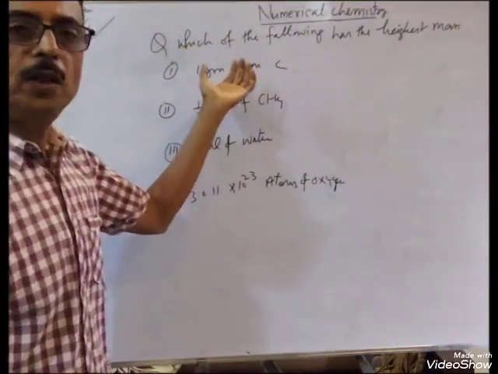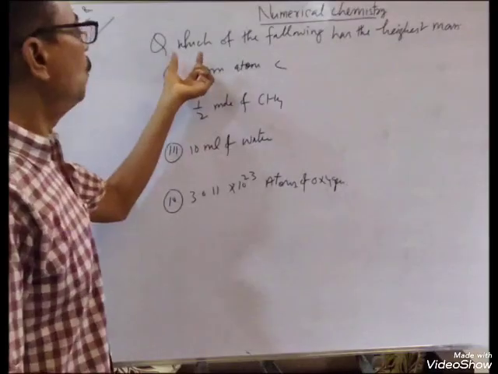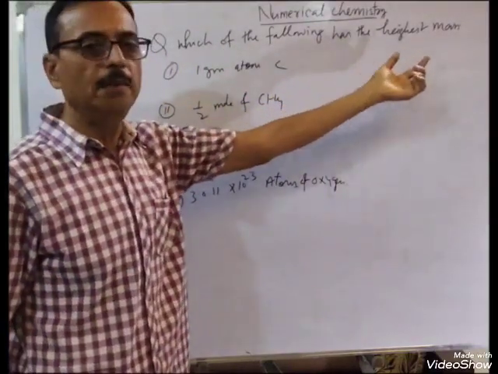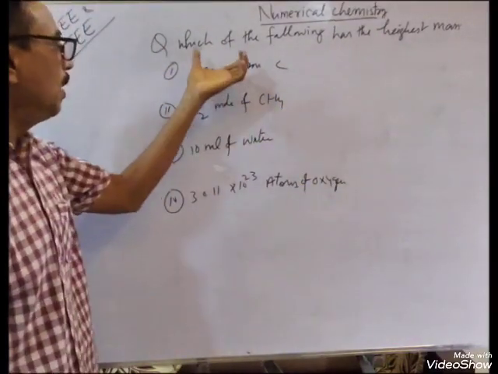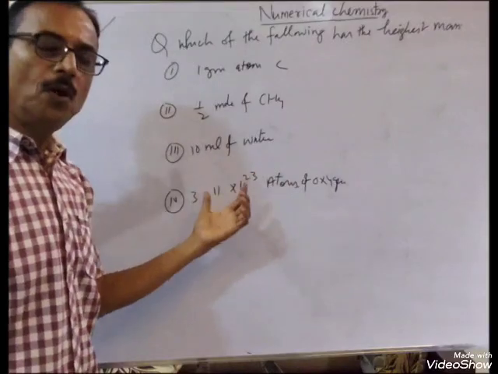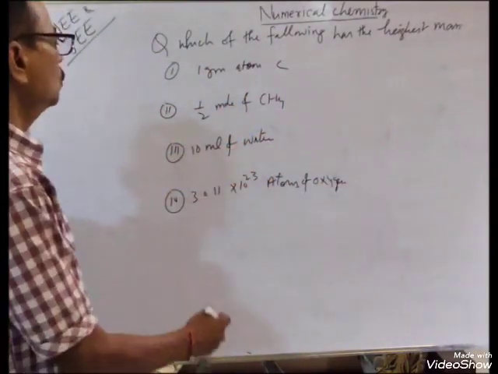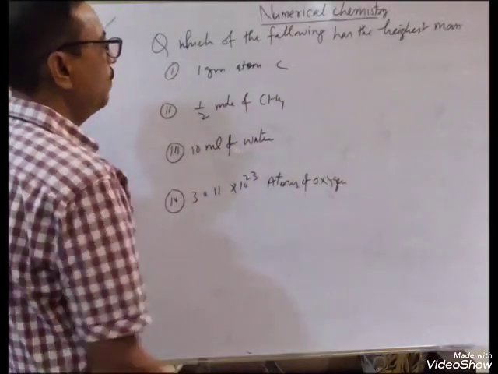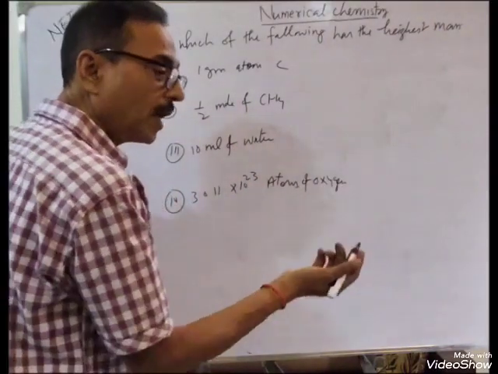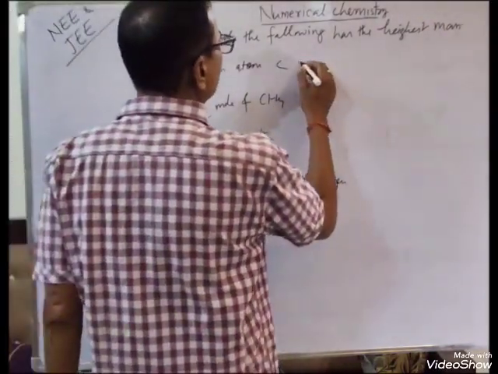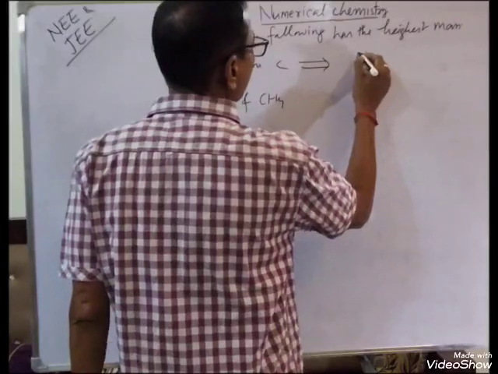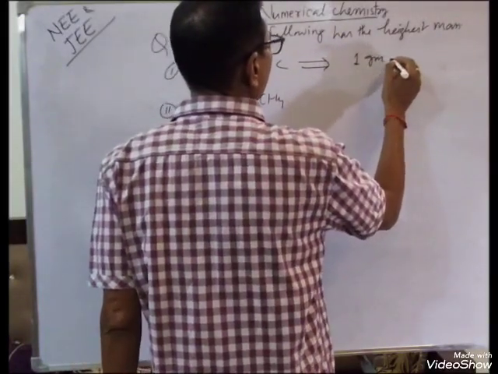This is purely on the mole concept. Which of the following has the highest mass? You have to find out the mass of all 4 options. Then which will be higher? You have to tick mark. So let us see. 1 gram of carbon, it means weight is 1 gram.